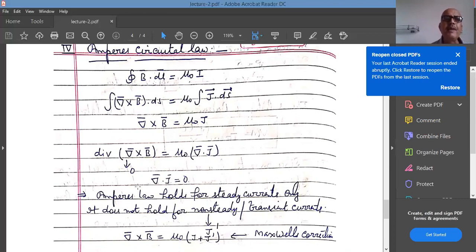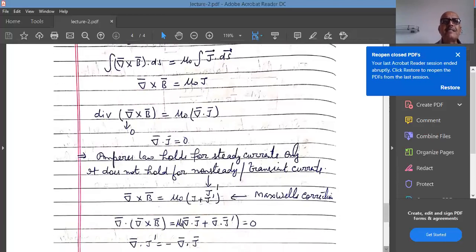What does it mean? It means that this equation holds for steady currents only. It does not hold for non-steady or transient currents. So Ampere's theorem in this form takes care of the steady current only, or the currents which are constant as a function of distance. It does not take care of the transient currents. So this idea was given by Maxwell.